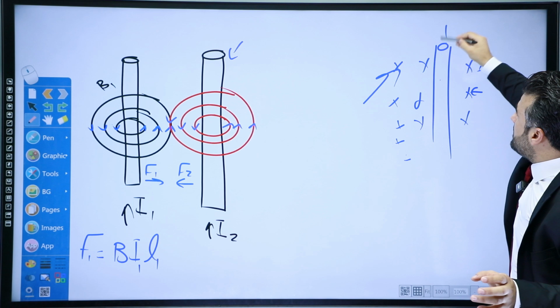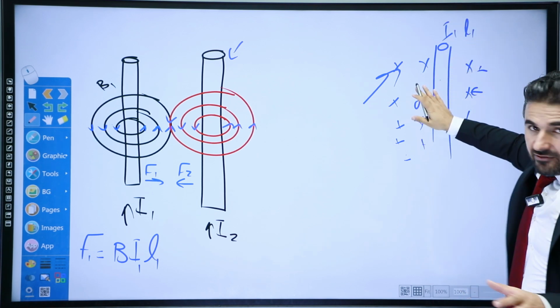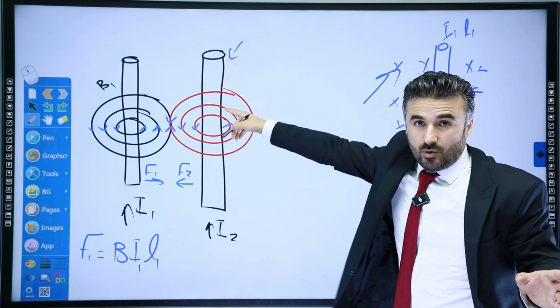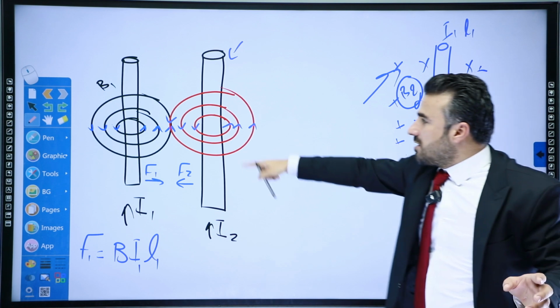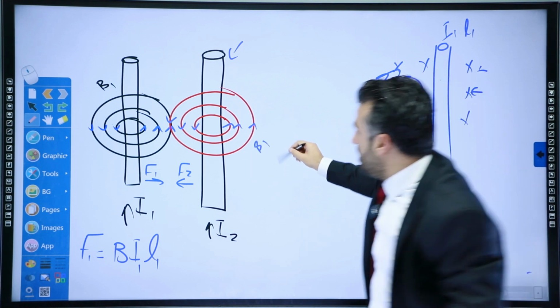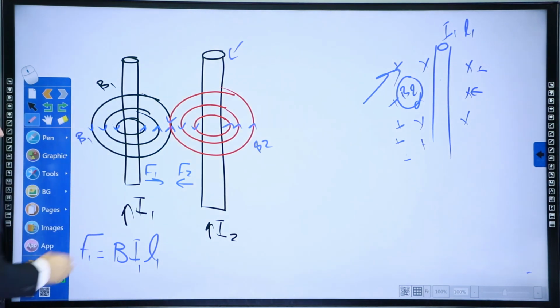Let's say this is wire 1, okay? This is length 1 as well. So this magnetic field is induced by the second wire here. So I can call this one B2 because it is caused by wire 2. This is my bad. This is B2, and we can call this one B1, of course, yeah?